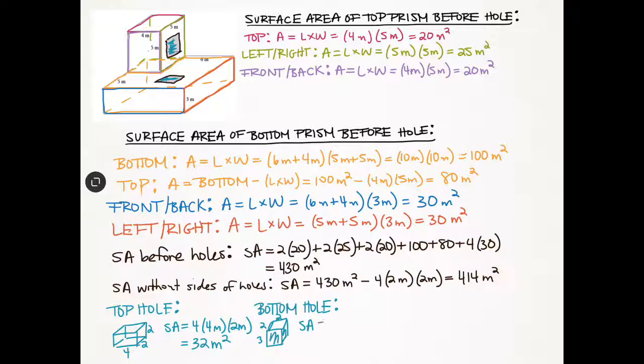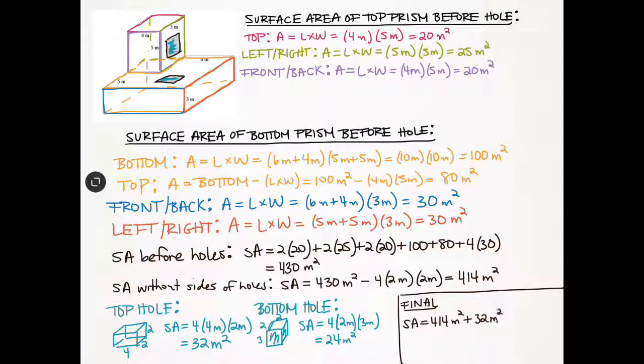The bottom hole is very similar. It's 2 by 2 by 3 though. So we're going to have 4 times 2 meters times 3 meters. The 4 accounts for all 4 sides of the interior. And then finally, we're going to add the surface area without the sides of the holes, 414 meters squared, plus the 32 meters squared, plus the 24 meters squared, to get a surface area of 460 meters squared.